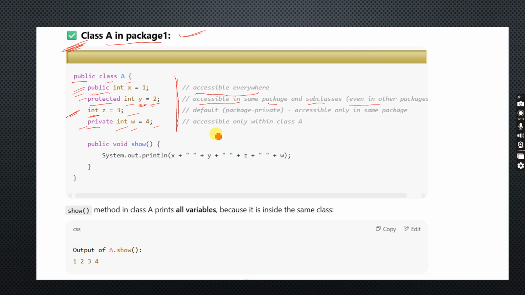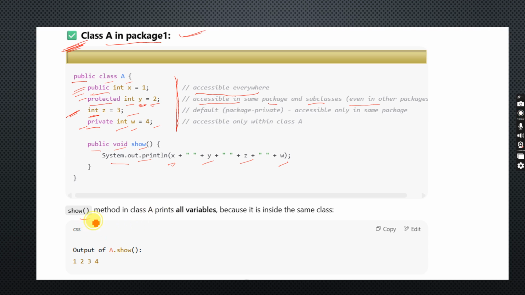So let's see a second example. I simply create a public void show. This is a function that I use to show you the actual output. I declare System.out.println with x, y, z, and w. All these variables I declare in this println for the actual output. So let's see the output of this program.